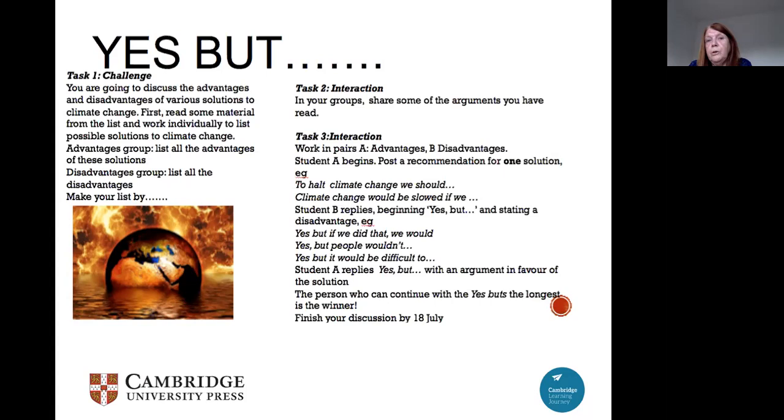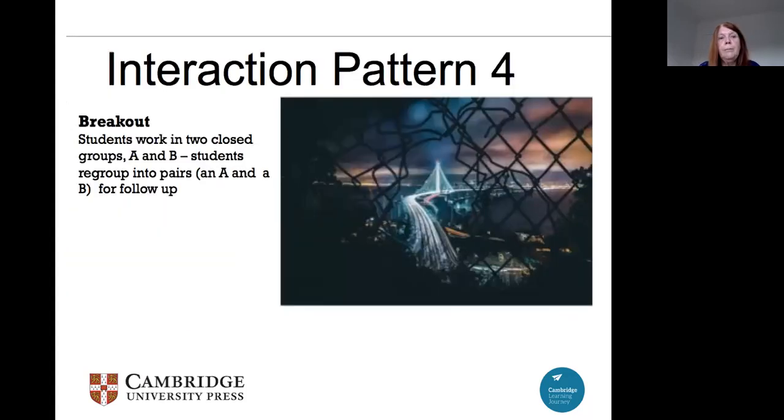For example, to halt climate change, we should plant more trees. Student B replies, beginning yes, but, and stating a disadvantage: yes, but if we did that, we would... And student A replies again, yes, but. The person who can continue with the yes, buts the longest is the winner. So I call that breakout room, interaction pattern 4. They work in 2 closed groups, A and B, and then they regroup into pairs, an A and a B, for a follow-up task.